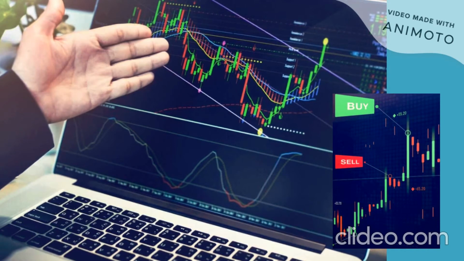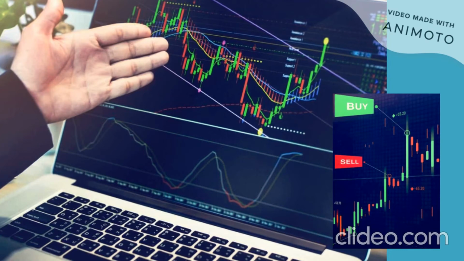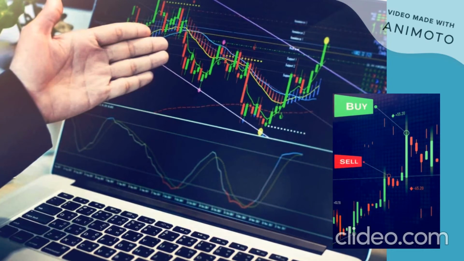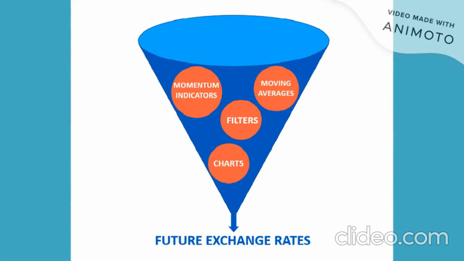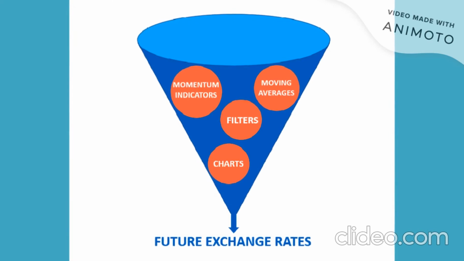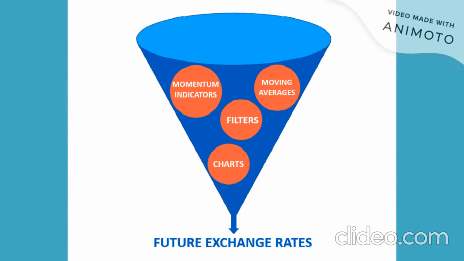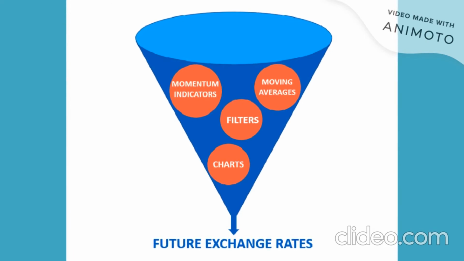These turning points are used to generate trading signals, buy or sell signals. If we describe it in simple words, technical analysis is an art, not a science. As you can see, this figure outlines that the technical approach relies on charts, moving averages, filters, and momentum indicators of past prices to predict future exchange rates by generating buy and sell signals.